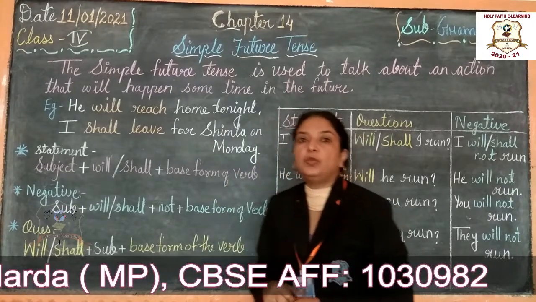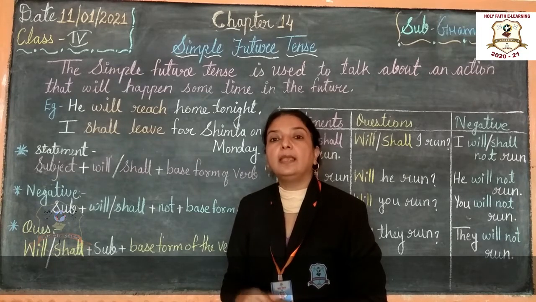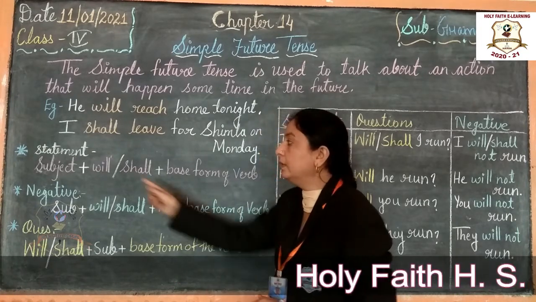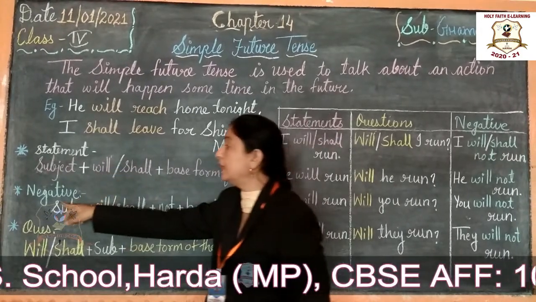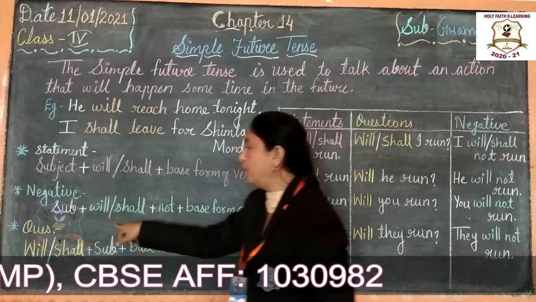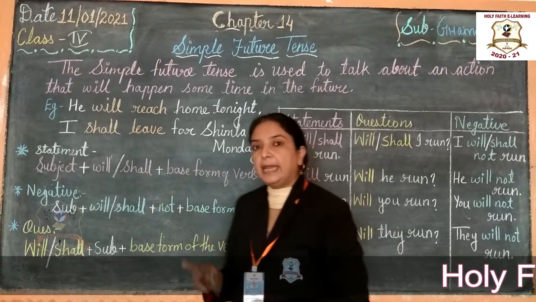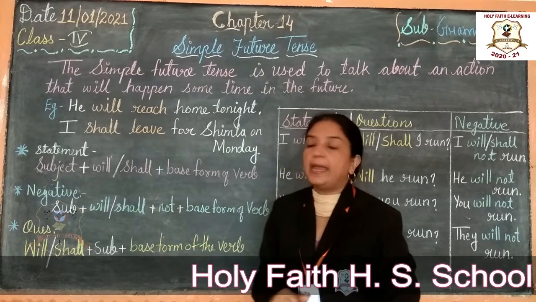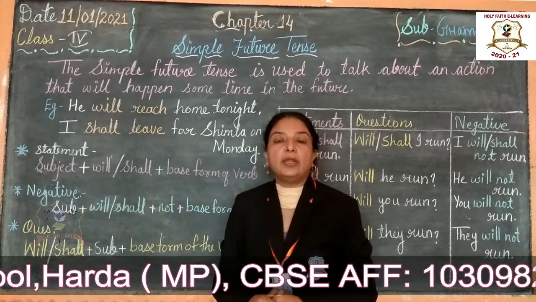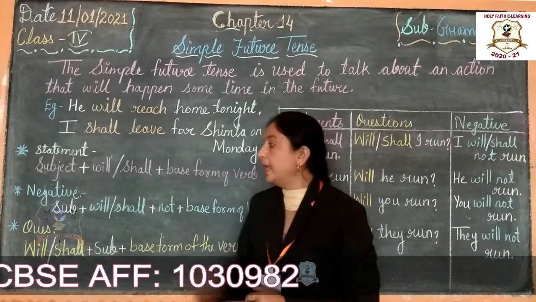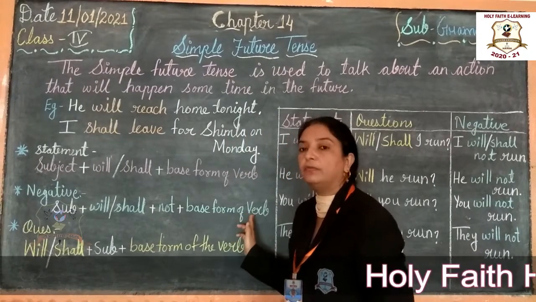We generally use shall with I or we. I or we के लिए हम क्या use करते हैं? Shall. And for the others we write will. For the negative: subject plus will or shall plus not plus base form of the verb. For the negative we add not after will or shall. हम will और shall के बाद में ही not use करेंगे, plus base form of the verb.